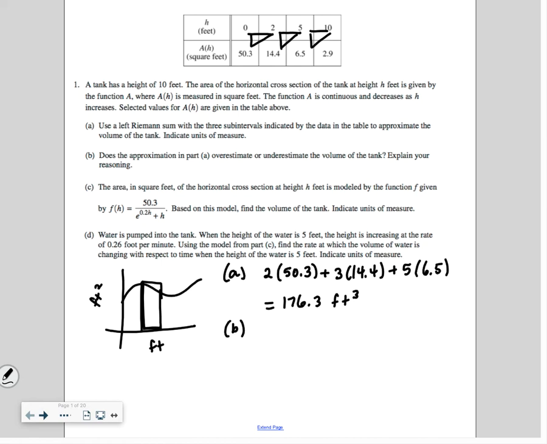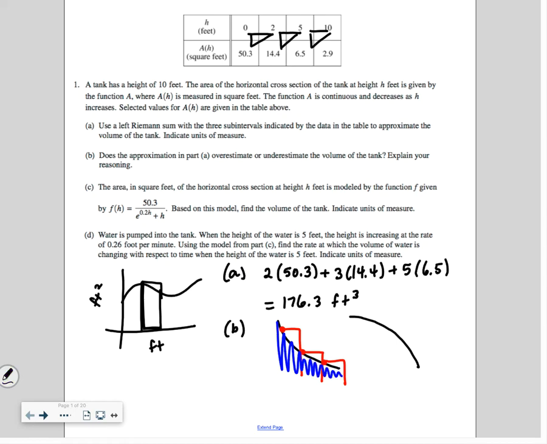So B, is the approximation in part A an overestimate or underestimate of the volume of the tank? Explain your reasoning. A lot of times if you think about whether the function is increasing or decreasing, you can come up with whether it's an overestimate or an underestimate. Something being continuous and decreasing could look like that, or it could look like that. So it can be concave up or concave down. If we're doing a left-hand Riemann sum, we end up going over the actual area. The actual area would be the area under the curve. So that would be an overestimate.